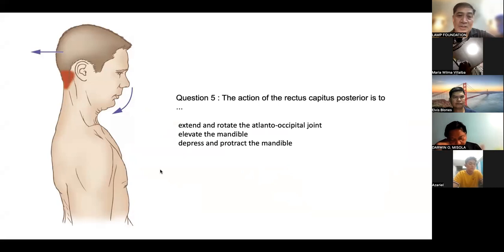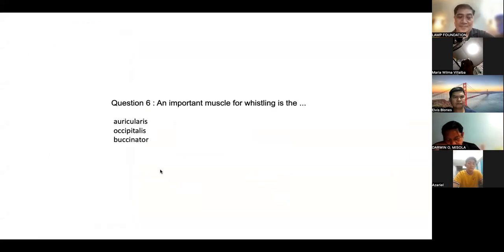The action of the rectus capitis posterior is to extend and rotate the atlanto-occipital joint. Okay, this time it's extend. I think it's a given from the picture alone. An important muscle for whistling. Buccinator. Very good.